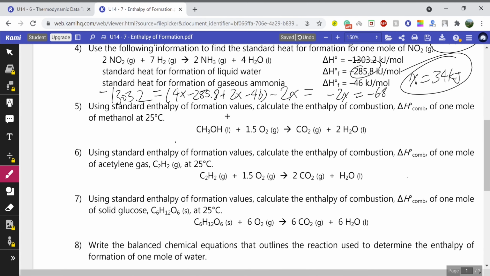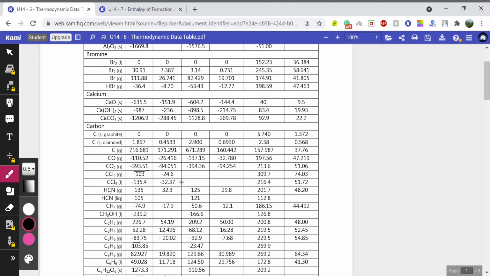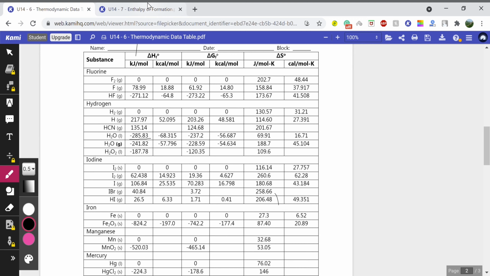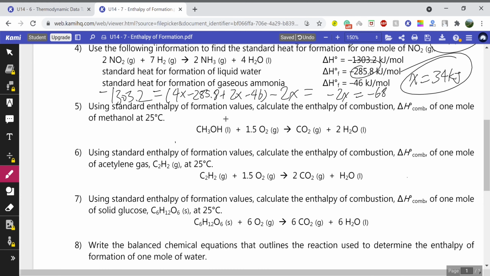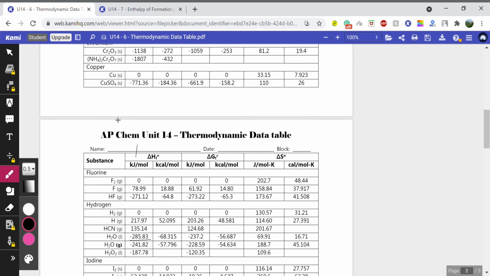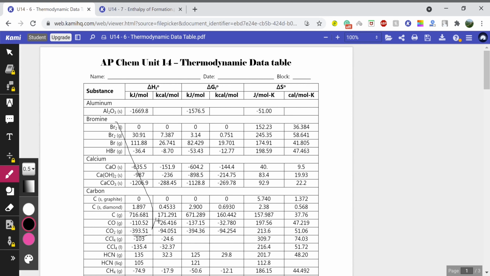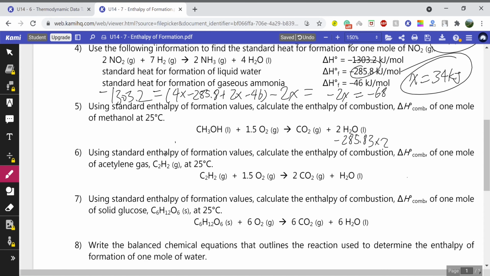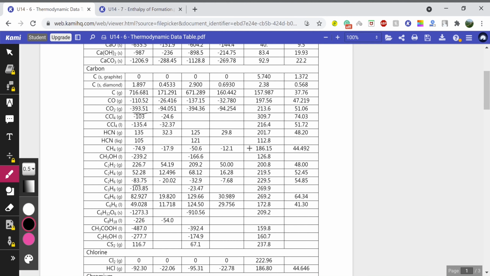Alright, same thing. So H2O liquid is negative 285.83, times 2. CO2 gas is going to be negative 393.51. O2 is going to be 0. CH3OH is going to be negative 239.2.